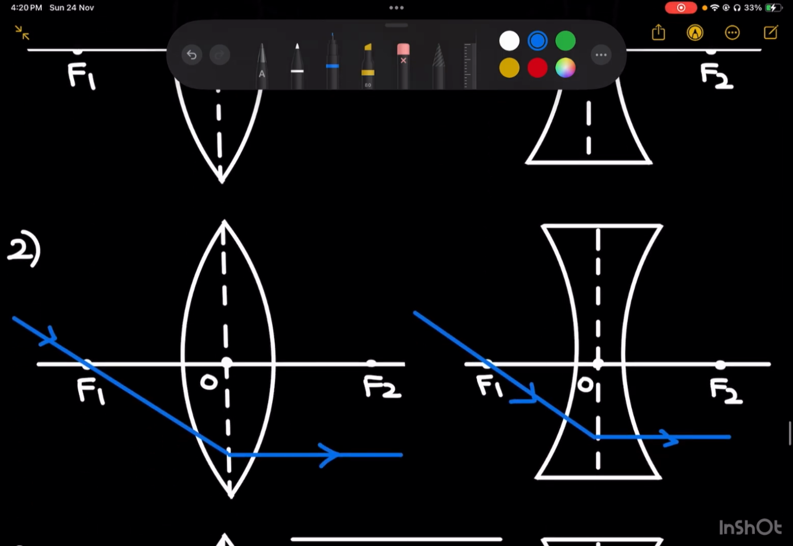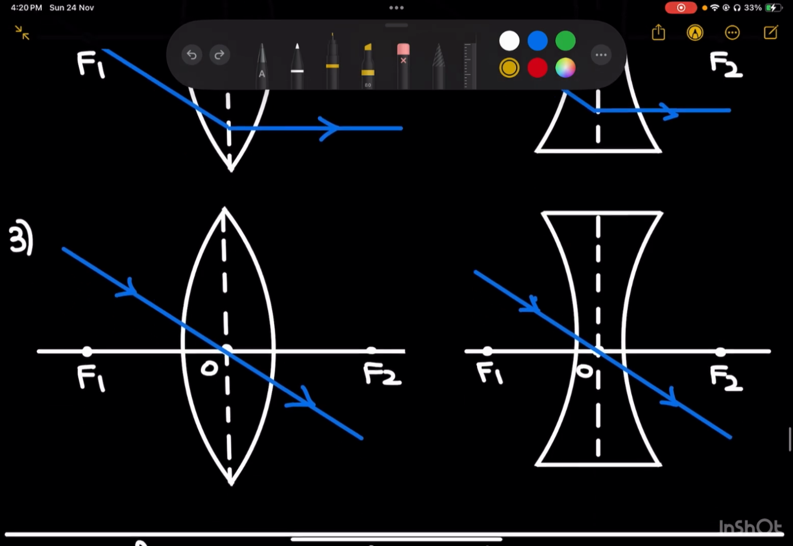Rule number 2. If a ray passes through the focus, then it emerges parallel to the principal axis. If it passes through the focus, it emerges parallel to the principal axis. There is no difference for concave and convex in this one. Okay.